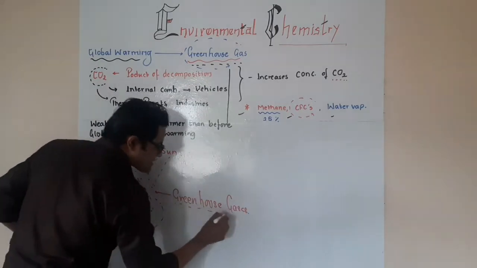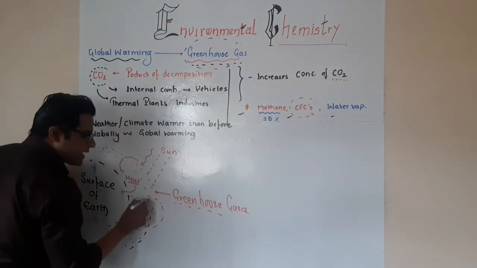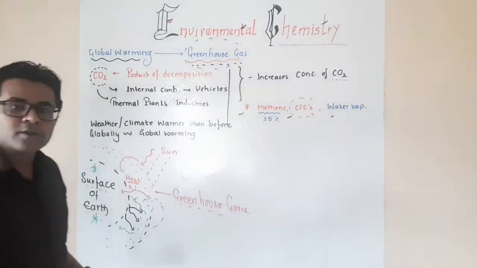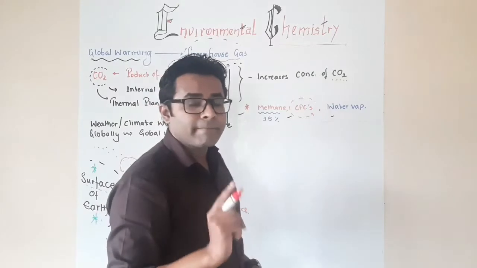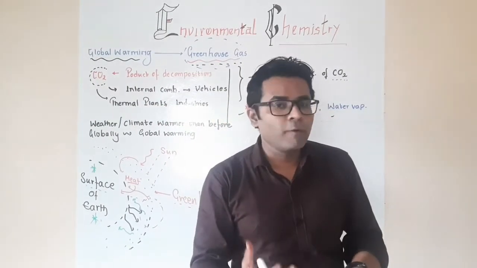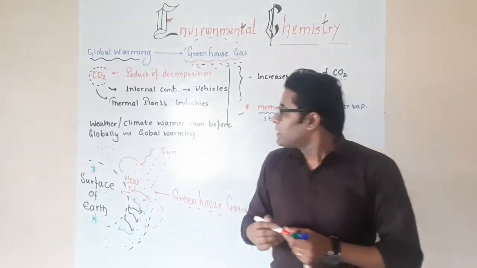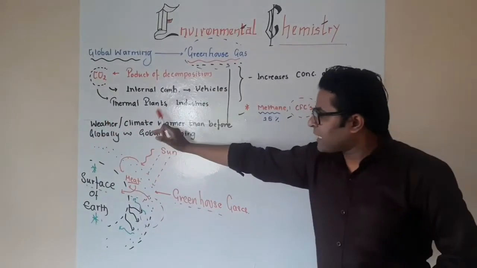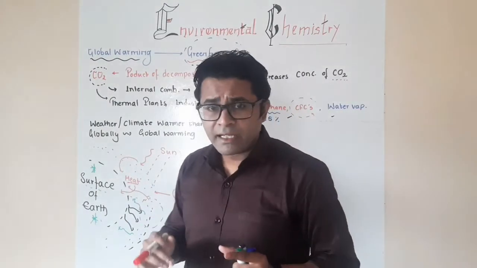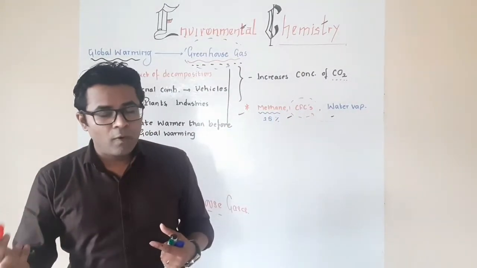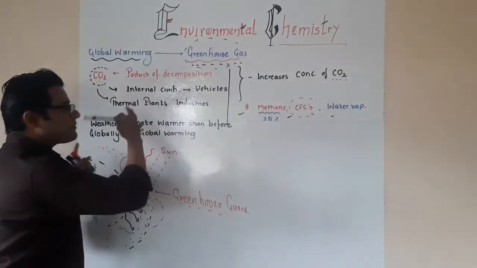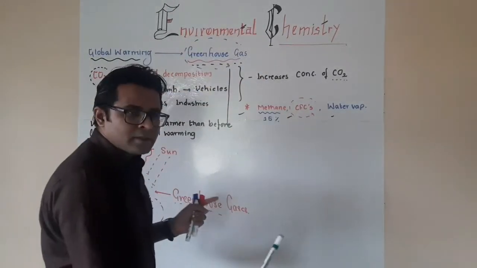Because of these greenhouse gases, instead of letting this energy go outside, they reflect it back to the surface of Earth, which will cause an increase in temperature. And this is going to cause a warmer climate globally. Any climate change where the climate is warmer than before globally, we term that as global warming.